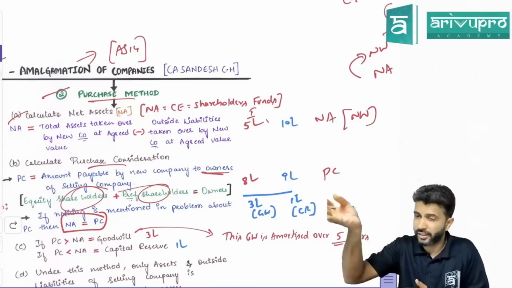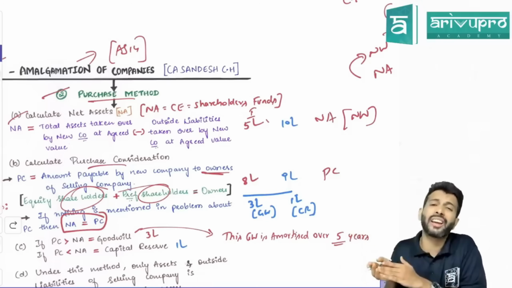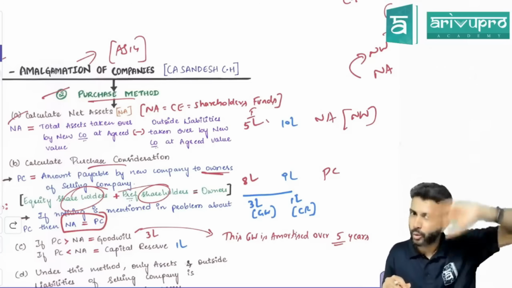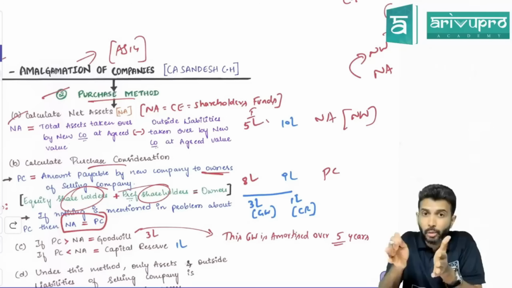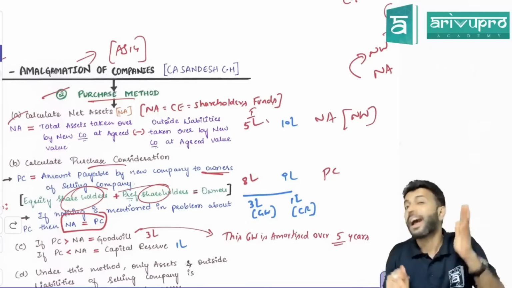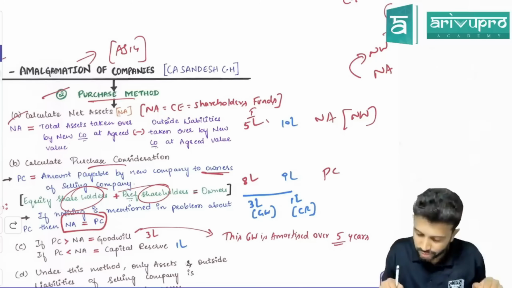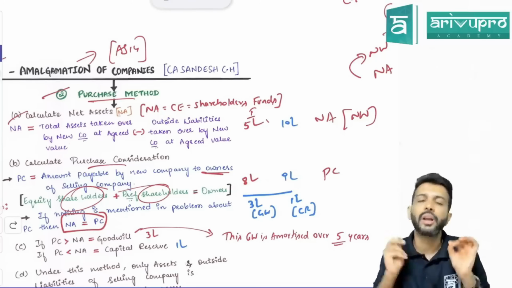They made a profit. Are these recurring or non-recurring profits? Every day do you do amalgamation, or is it a once in a blue moon activity? Once in a blue moon activity. So is it a revenue profit or a capital profit? Capital profit. All capital profit you will transfer to capital reserve. So this 1 lakh you will transfer to capital reserve.